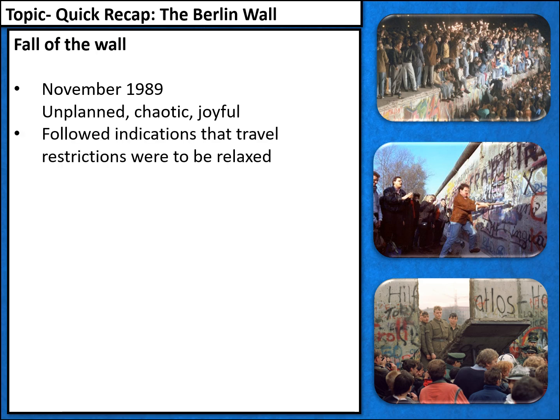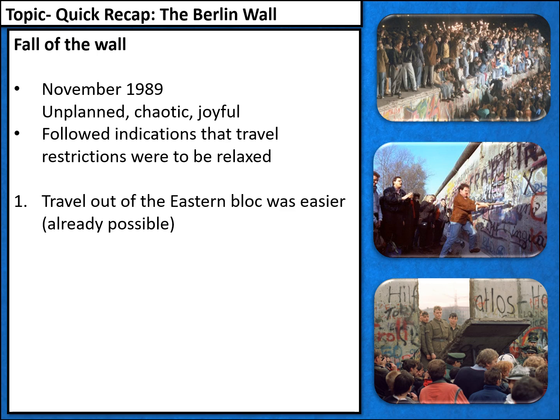Now this followed indications from the East German government that travel restrictions were going to be lifted, but it was a very confusing period. Nobody was quite clear whether this went all the way to the top of government, whether or not travel restrictions were going to be lifted and what was going on. So people just simply forced their way across the wall.